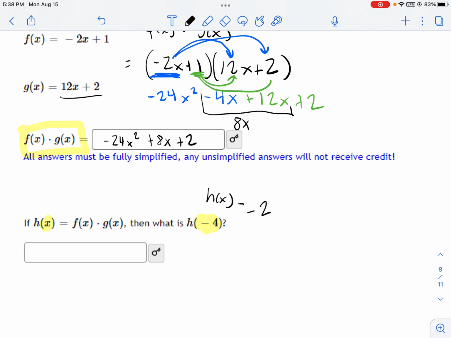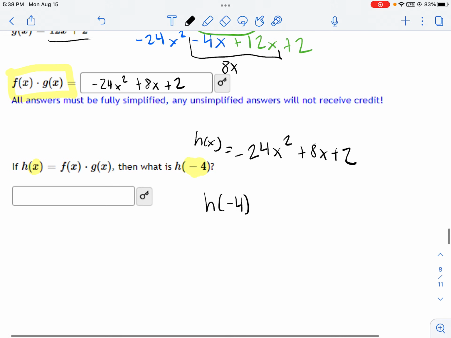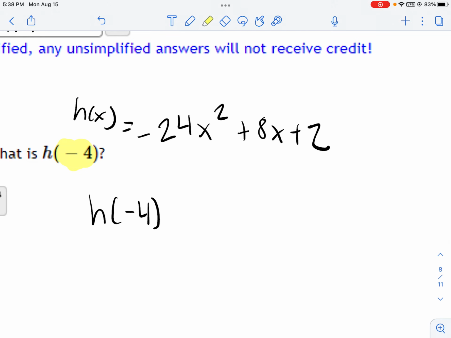So all this is really saying is, hey, if we have our h of x, which we already know is negative 24x squared plus 8x plus 2, because we know it's f of x times g of x. That's literally what we just did. Okay? And instead of x, we have a negative 4. All we're doing is we're essentially saying, hey, everywhere you see an x, in its place is now a negative 4. So we have negative 24.